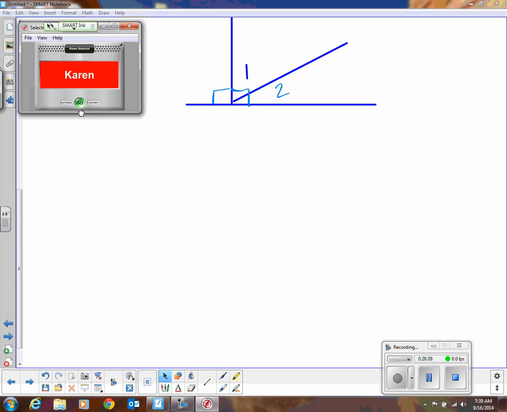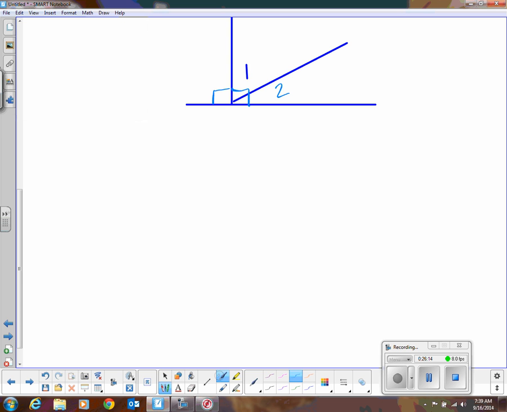So let's go to something else. All right, 1 and 2. Becky? What kind of angles are 1 and 2? Based on that box. Okay, together they're right angle. What does that mean? Yes. So you've got complementary angles.